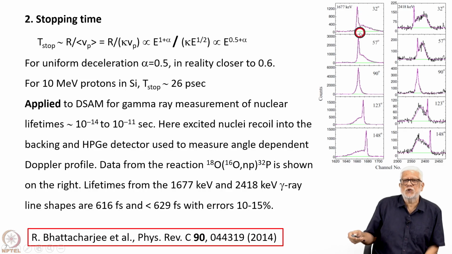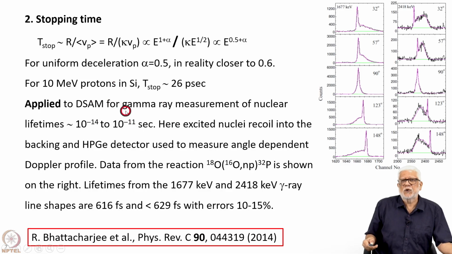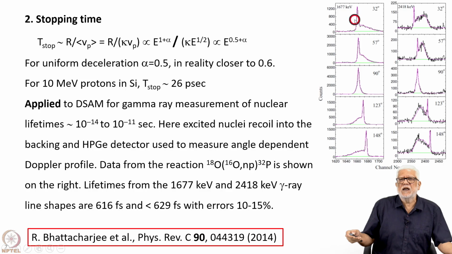Once the recoil nucleus stops, then there is no Doppler shift, and this is the peak that you get. But if it decays while it is moving, while it is stopping, which is in this period, the stopping time being of the order of a fraction of a picosecond or a little longer than that, then you get a profile. So, at the early stages of the recoil, you produce gamma rays of this energy. As it slows down, you produce gamma rays of lower energy, and then ultimately when it stops, you get the stopping peak. So, you can put this detector at various angles, and you will notice that the profile changes.